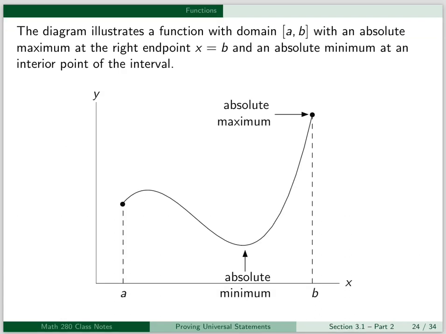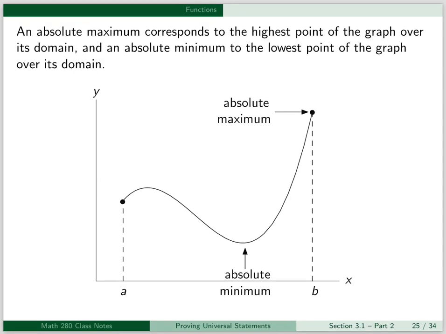The diagram illustrates a function with domain the interval a to b with an absolute maximum at the right endpoint x equals b and an absolute minimum at an interior point of the interval. An absolute maximum corresponds to the highest point of the graph over its domain, and an absolute minimum to the lowest point of the graph over its domain.